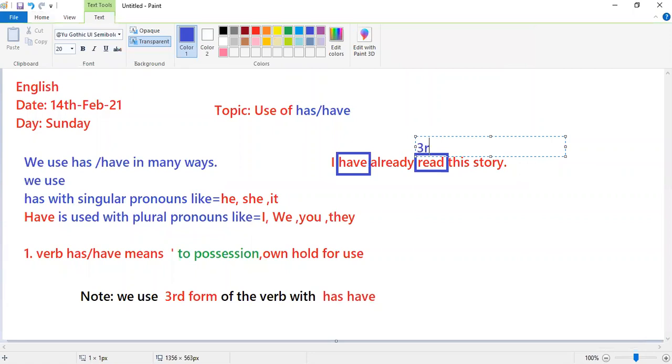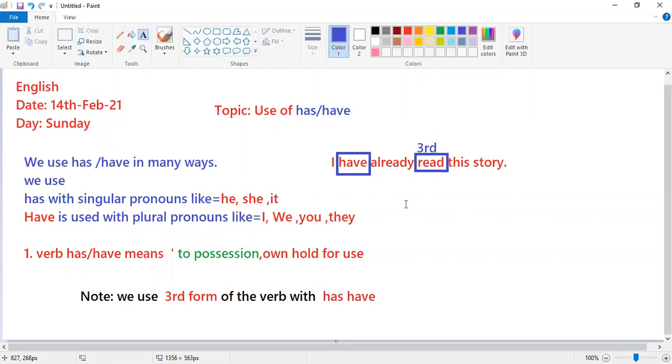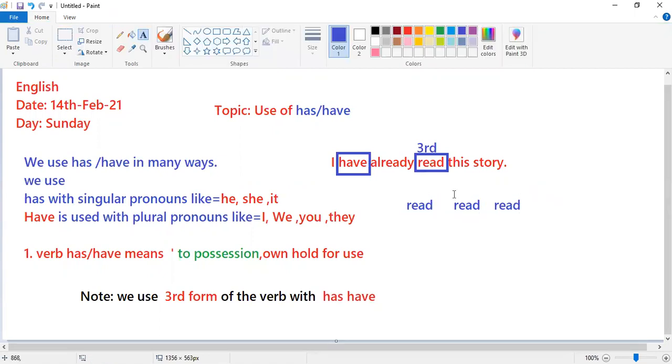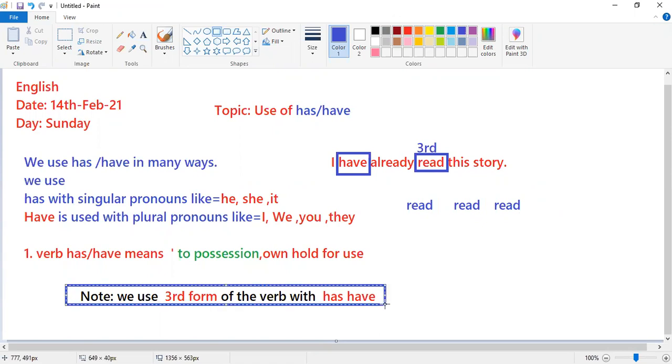How do we know this is the third form of a verb? Because the first form of the verb is read, and the second form of the verb is also read. So how do we know whether it's the first, second or third form? By looking at have, because it is a grammatical rule that you always use the third form of the verb with has, have, and had. It's already mentioned here.